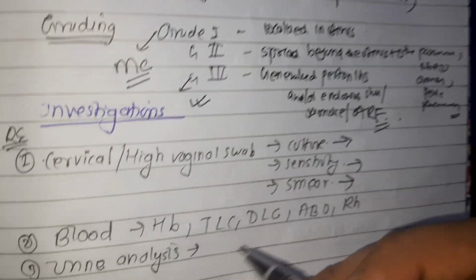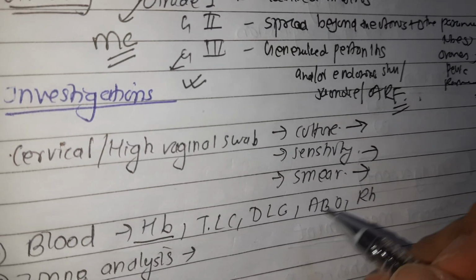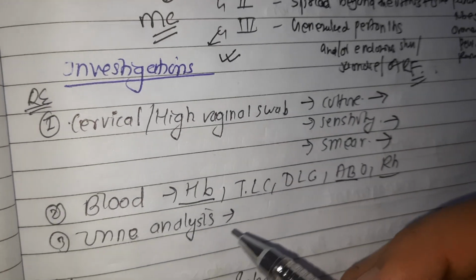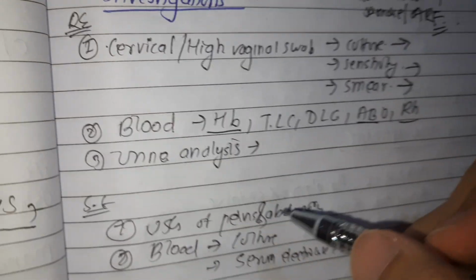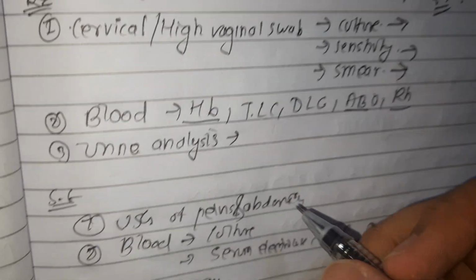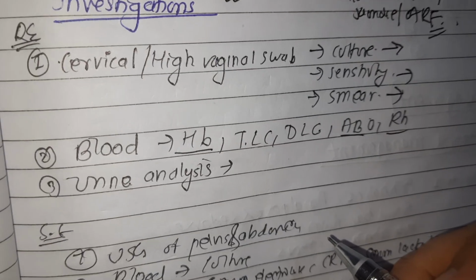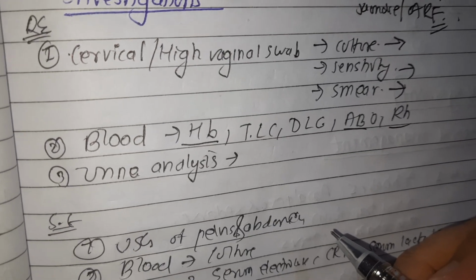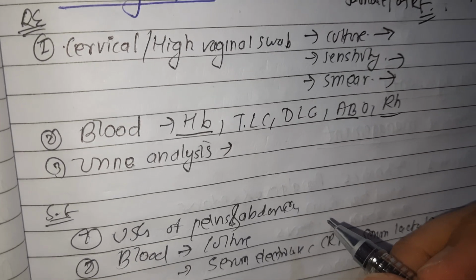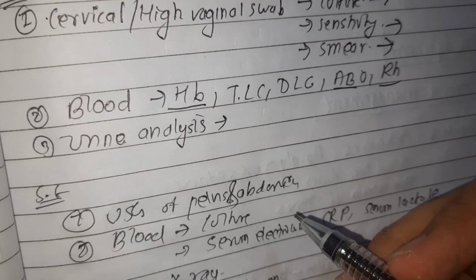The blood is investigated for hemoglobin, total leukocyte count, differential leukocyte count, ABO group, and Rh grouping. Urine analysis including culture can be done. The special investigations include ultrasonography of the pelvis and abdomen to detect intrauterine retained products of conception, physometra, foreign body, intrauterine or intra-abdominal, and free fluid in the peritoneal cavity or in the pouch of Douglas, that is a pelvic abscess. We can do blood culture if associated with a spell of chills and rigor.